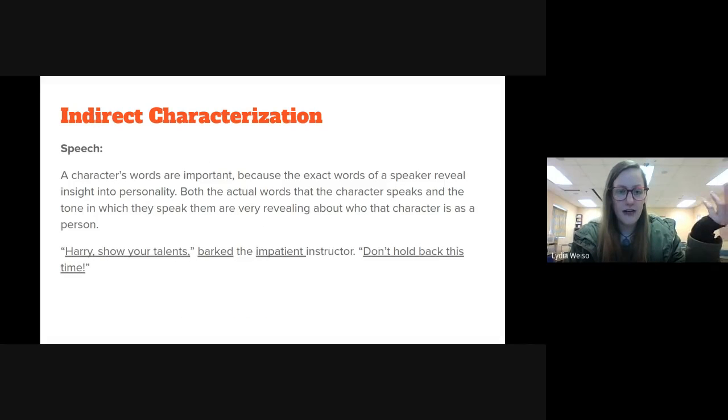And then here: "Harry, show your talents," barked the impatient instructor. "Don't hold back this time." So the story tells us that the instructor is impatient, but saying "show your talents, don't hold back" tells us that maybe the reason the instructor is impatient is that they want Harry to prove that they can do the things that they can actually do. The instructor is impatient because they want Harry to live up to his potential. Very revealing.